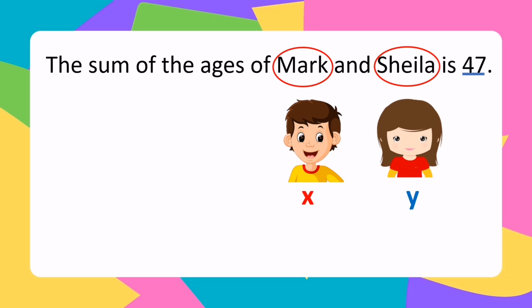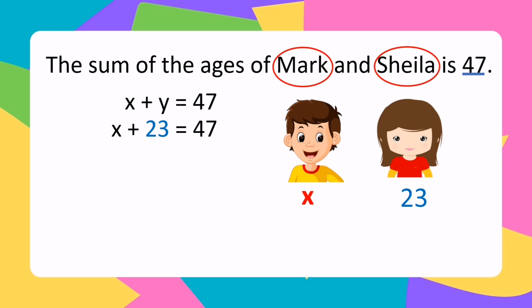This time, what if the age of Sheila is given? Say for example, she is 23 years old. How are we going to solve for the age of Mark? Okay, let's use the same linear equation, x plus y equals 47.